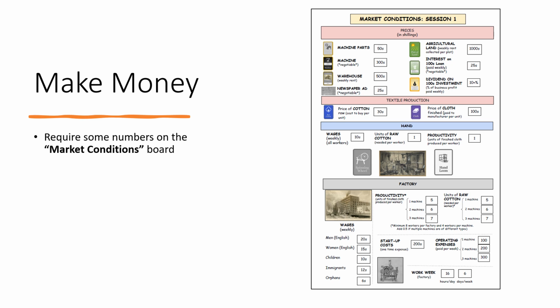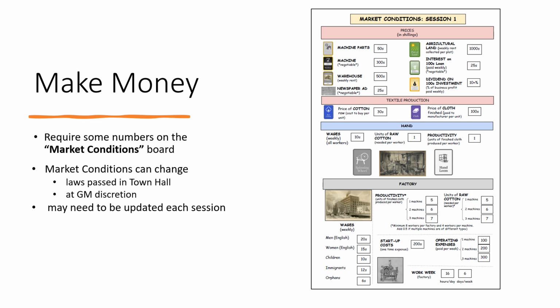The market conditions can change based on a number of things. Certain laws passed in town hall will change the market conditions, but also at the discretion of the game master to teach certain lessons, the market conditions can change. The instructor's manual explains how the game master can intervene in the market in much more detail. What this means is that these market conditions may need to be updated each session.